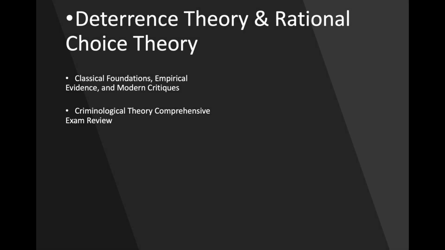Welcome everyone. In today's lecture I'm going to be covering deterrence theory and rational choice theory, two of the more important perspectives in criminology theory. These theories are foundational because they ask one of the oldest and most policy-relevant questions in criminology. Why do people refrain from crime?